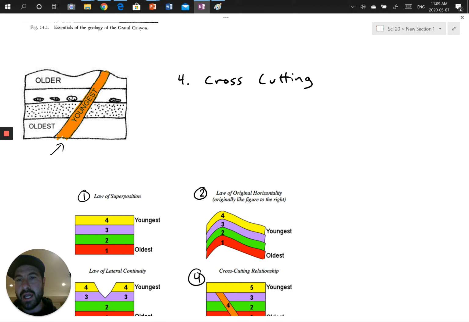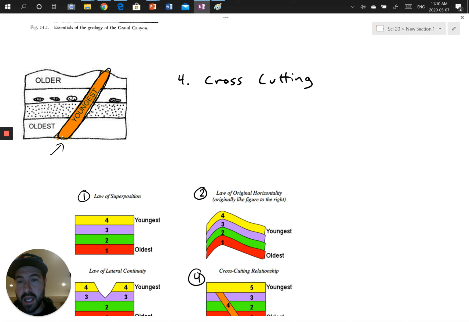So any rock formation that cuts through multiple other rock formations is going to be younger or newer than the rock that it cut through, right? The rock had to originally be there to be cut through. So in this case, this is what we call an intrusion. So this is igneous rock, melted rock, that intrudes on the layers.